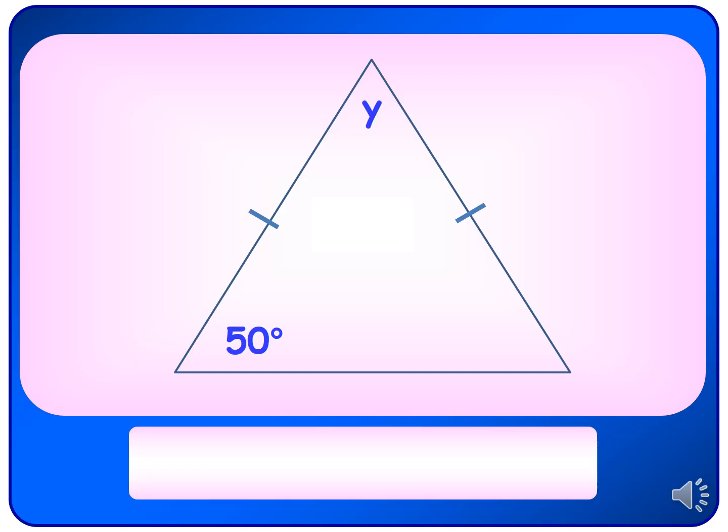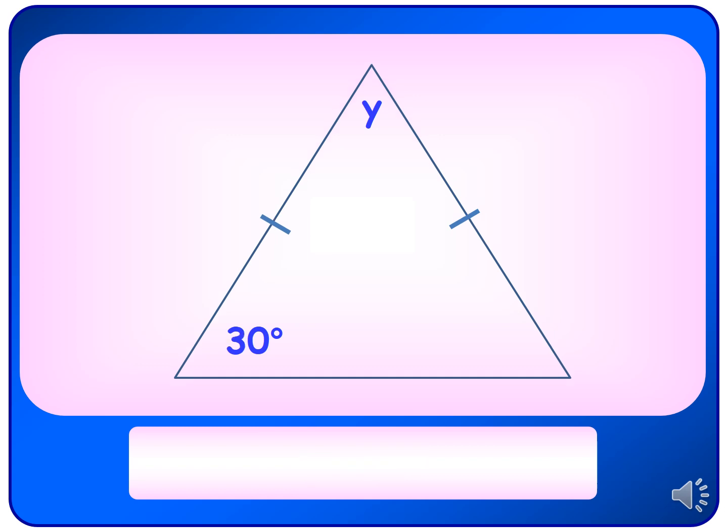Okay, now let's have a go at another example here. What I want you to do is pause the video and have a go at this practice question now. Right, what we should have got was angle Y being 80 degrees. The other base angle would have been 50. 50 plus 50 is 100. So therefore, for the angles to add to 180, Y must have been 80.